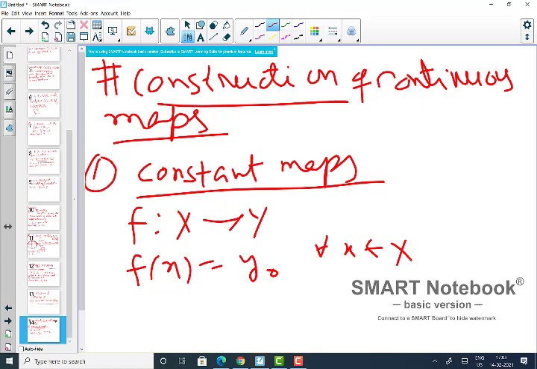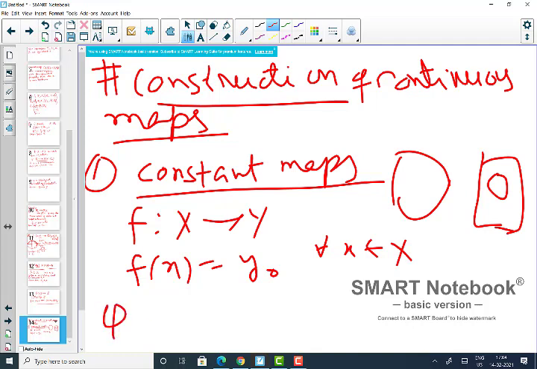Why? The proof is simple. Just think about the picture. You have X here and Y here, and you need to prove that the preimage of an open set is open. You choose an open set, and there are two options: either y naught belongs to the open set, or y naught does not belong to it. If y naught does not belong to the open set, then the pullback, the preimage or fiber, is empty. If y naught belongs to the open set, then the pullback is the whole thing, because everything goes to that singleton point. So the preimage of any open set has two choices, either the empty set or X, and both are inside the topology, so they are open sets. Hence constant functions are continuous maps, because the preimage of an open set is open.